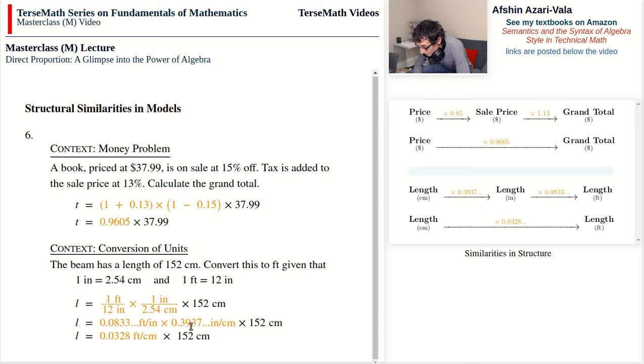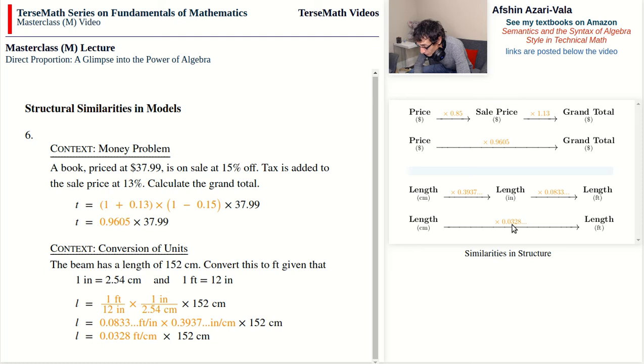So again, factor number 1, going from... factor number 2, I suppose this is factor number 1. Factor number 2 going from right back is 0.3937, and multiplying by that factor converts the unit from centimeters to inches. And then going to the next factor, multiplying by this one will convert the unit from inches to feet. And when we multiply these, of course, inches cancel out, and we end up with feet per centimeter, and we get 0.0328 feet per centimeter.